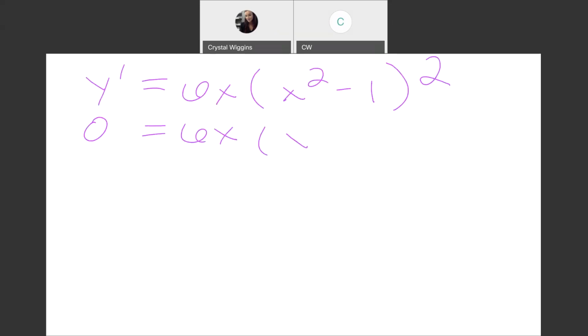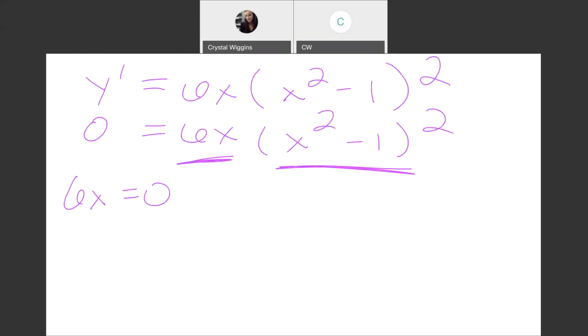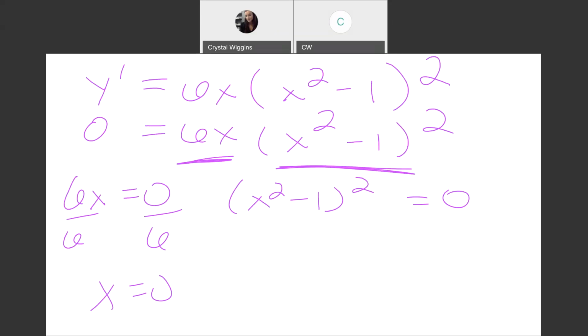So we have our derivative is 6x times x squared minus 1 squared. We set it equal to 0. We already have a product. It's already factored, so we can set each piece of the product equal to 0 separately. So we get 6x is equal to 0, and we have x squared minus 1 squared is equal to 0. Divide by 6 on both sides, I get one of my critical values is 0 itself.